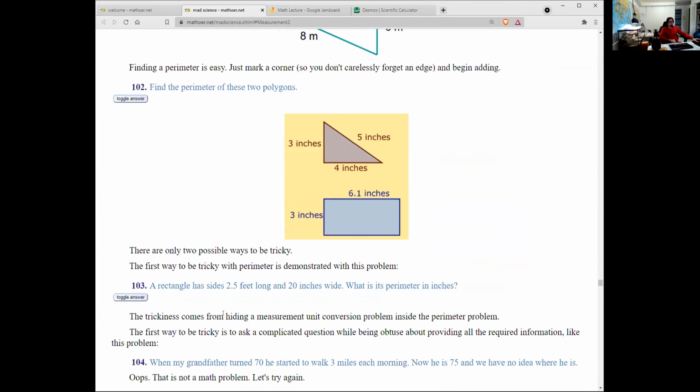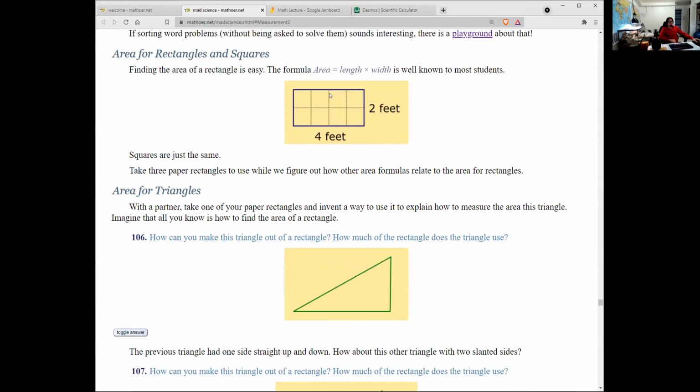Area is how many boxes does it take to fill up something? How many tiles does it take to put on the floor of my kitchen? So in this picture on the top, 2 times 4 is 8, so my answer is 8. The question is, what happens for other shapes? Where do these formulas come from?